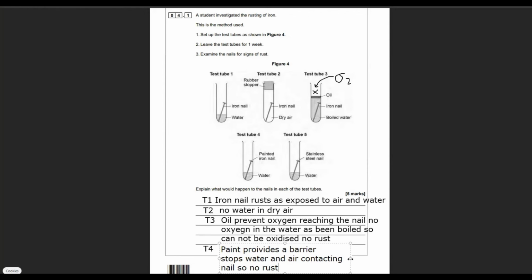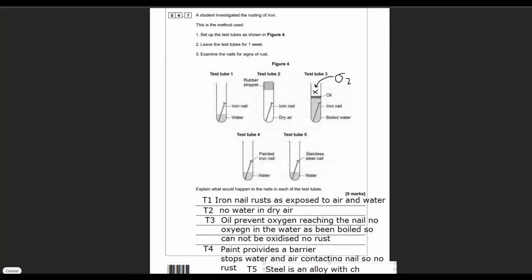Let's do T5, the final one. T5, stainless steel nail. Now, this again is in contact with the air and the water, but it won't rust. Stainless steel contains an element called chromium, and is an alloy. Steel is an alloy.